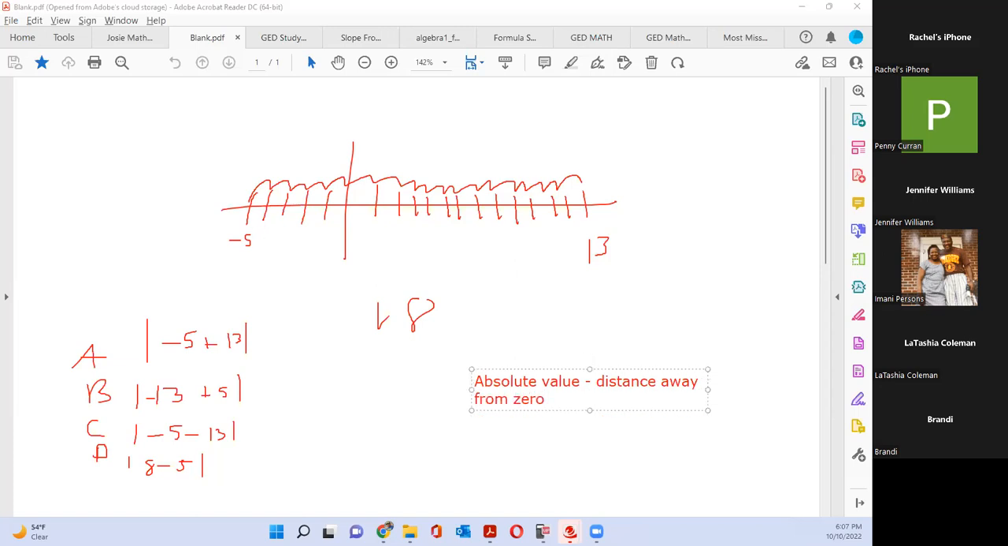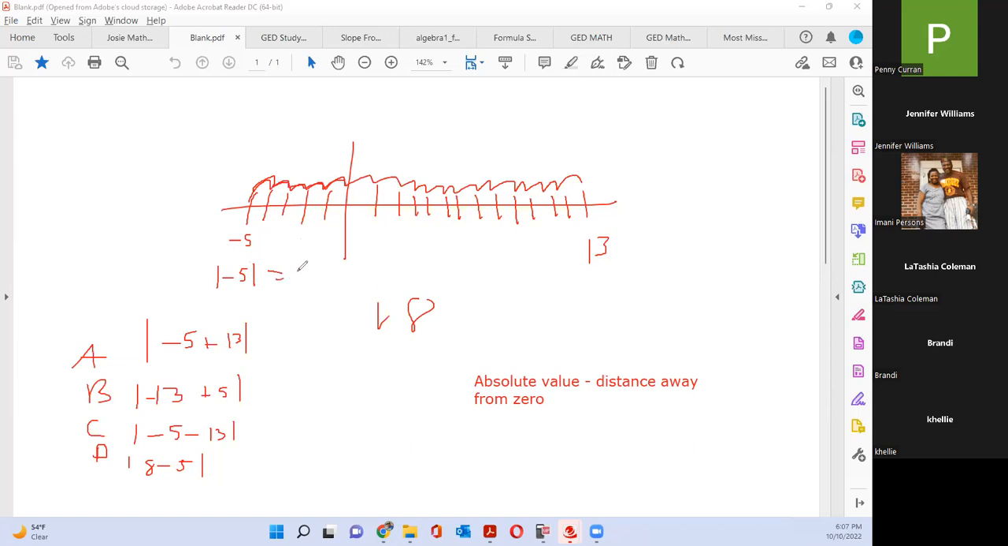So if you look at the absolute value of -5, how many is that away from 0? 1, 2, 3, 4, 5. If you look at the absolute value of 13, how far is that away from 0? 1, 2, 3, 4, 5, 6, 7, 8, 9, 10, 11, 12, 13. So to find out how far away, you would add those two. 5 plus 13 is 18. So that's the distance between those two numbers.